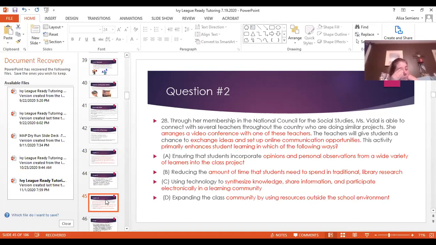A, ensuring that students incorporate opinions and personal observations from a wide variety of learners into the class project. B, reducing the amount of time that students need to spend in traditional library research. C, using technology to synthesize knowledge, share information, and participate electronically in a learning community. D, expanding the class community by using resources outside the school environment. What do you guys think?